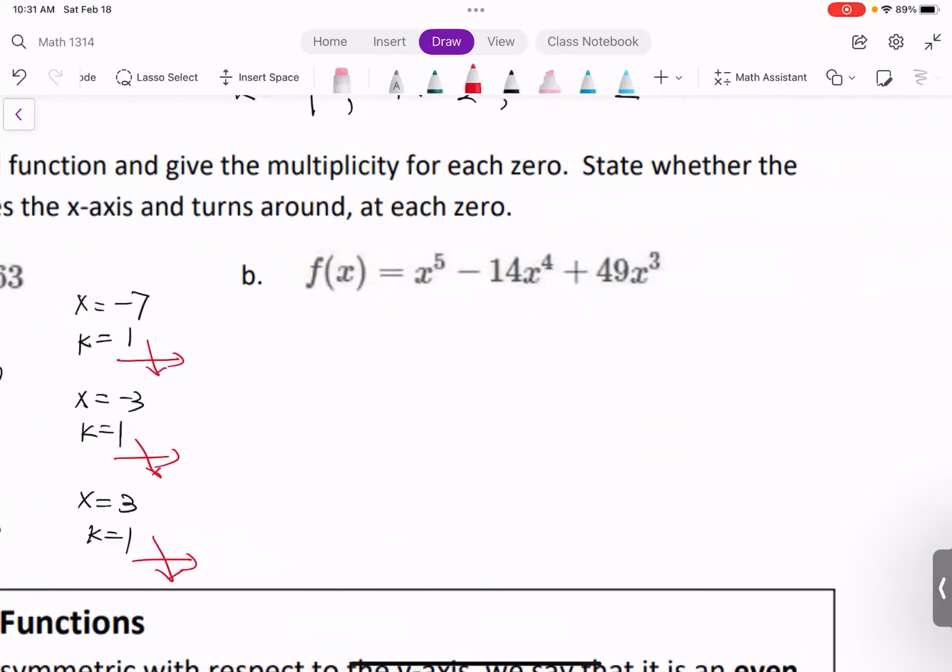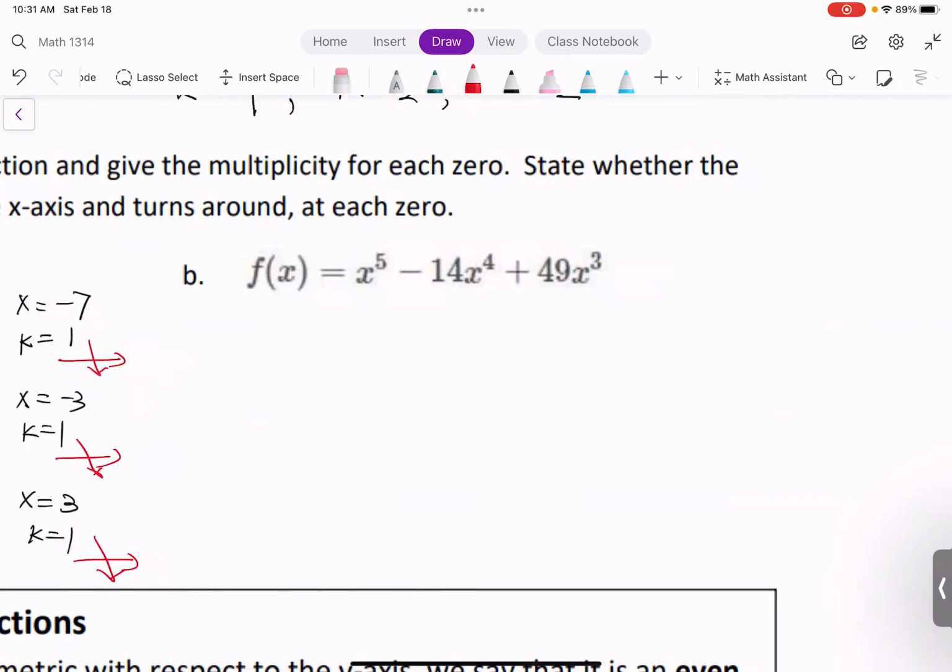f of x equals x to the 5th minus 14x to the 4th plus 49x cubed. This one, we have 3 terms. The leading term is x to the 5th. That means I can factor out the GCF first. The GCF of x to the 5th, x to the 4th, and x cubed is x cubed. So factor out x cubed. We have x squared minus 14x plus 49.